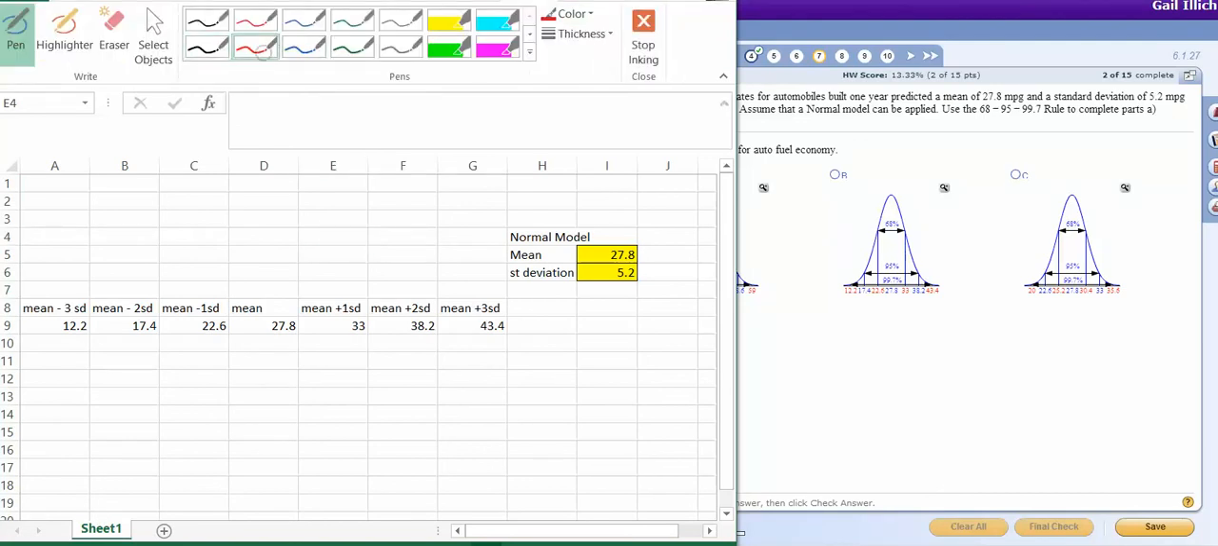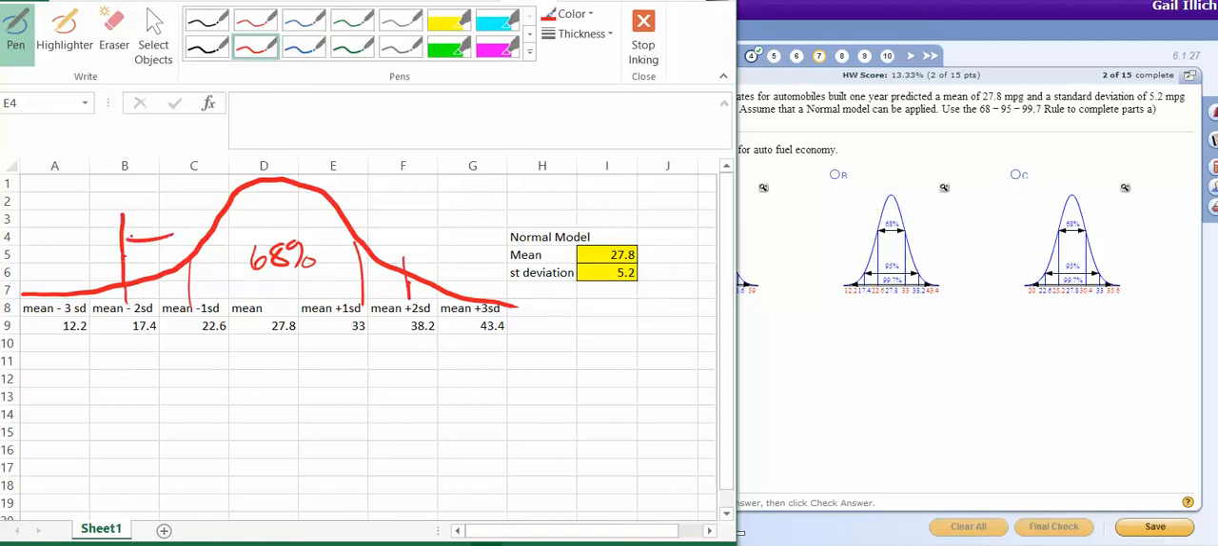I'll draw kind of a silly looking model, or I'll try my best to make it look good. That's not so bad. It should be centered at the mean, and if you go out 1 standard deviation, 68% of the data is within 1 standard deviation, so between 22.6 and 33. And then 95% of all the cars that have been in production for 1 year have a miles per gallon between 17.4 and 38.2.